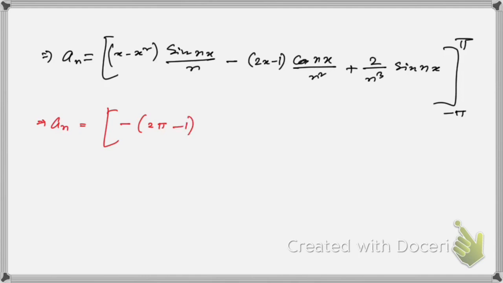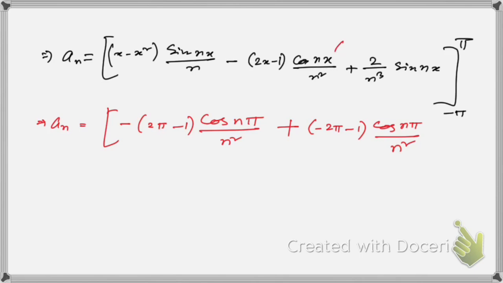So now minus 1 sine n pi by n square, then minus, again there was minus, so it's going to be plus, and 2 minus pi. So minus twice pi, minus 1, then cos n minus pi, that's going to be again cos n pi, by n square. Replace the x by minus pi, then again, you know cos of minus theta is cos theta, right? You know that simply. So although you have put minus pi here, that's going to be cos n pi, right? So hope you have understood this.